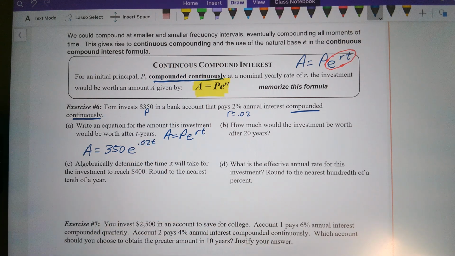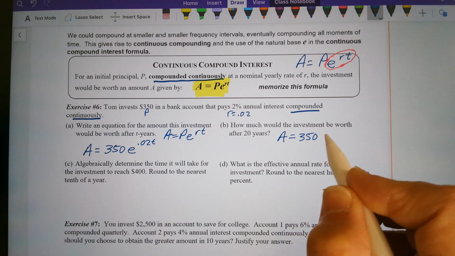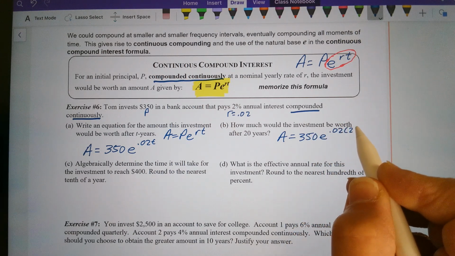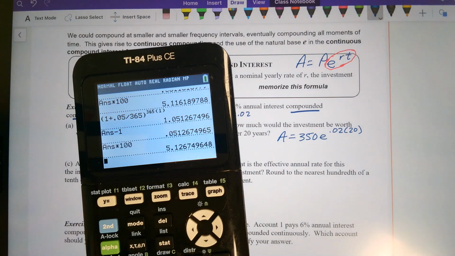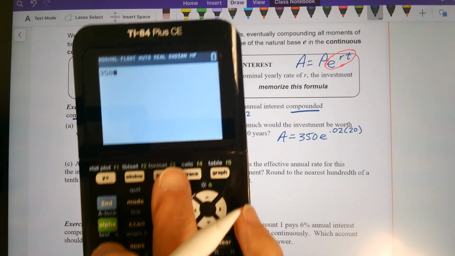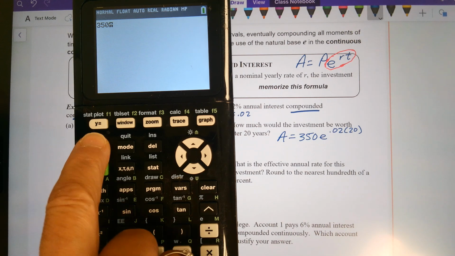There's our formula. How much would the investment be worth after 20 years? We substitute 20 in for t. Go to the calculator. 350, e to a power, remember, just e itself is second division. e to a power is second ln.